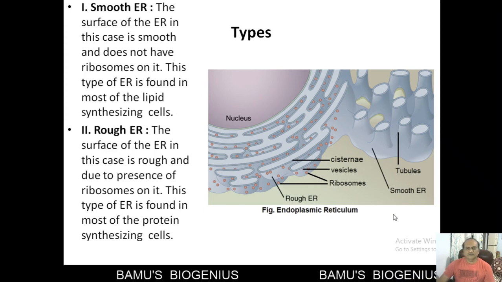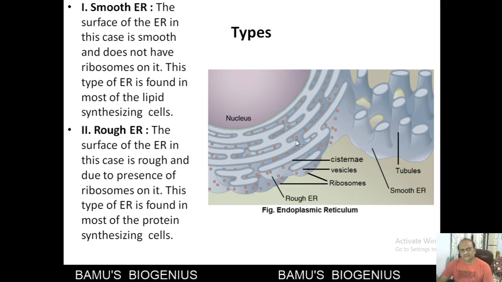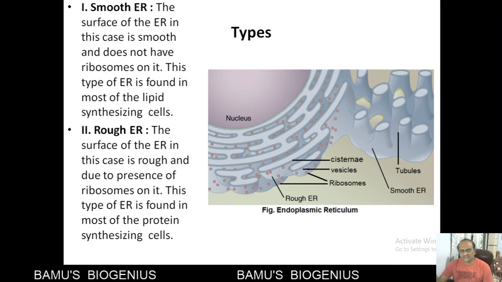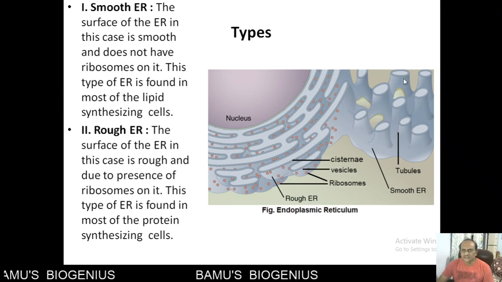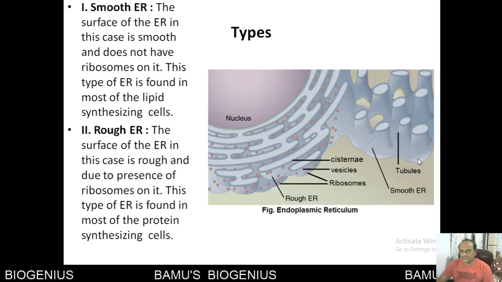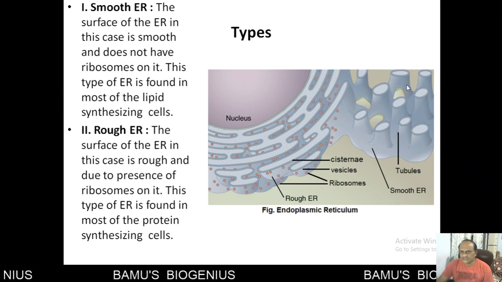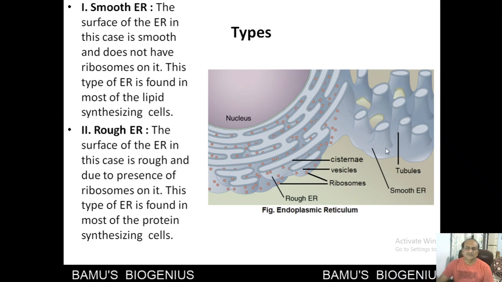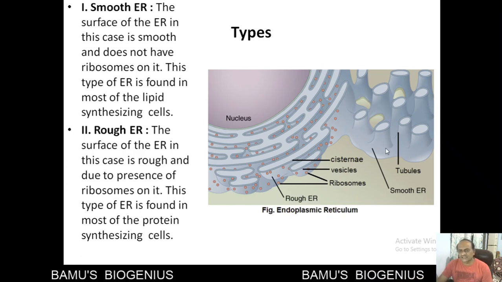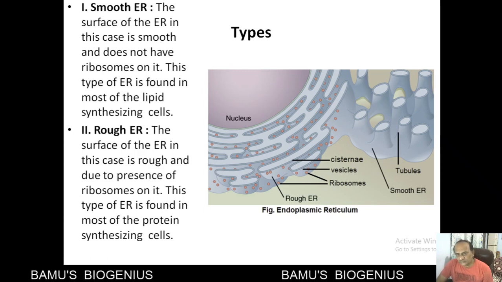Now there are two types of endoplasmic reticulum. The first one is called the smooth endoplasmic reticulum, and the other is called the rough endoplasmic reticulum. Now, why is it called smooth? Here you can find the smooth endoplasmic reticulum in the diagram. This smooth endoplasmic reticulum is really smooth. It doesn't have any ribosomes attached to it. So its appearance is smooth, and that's why it is called the smooth endoplasmic reticulum.